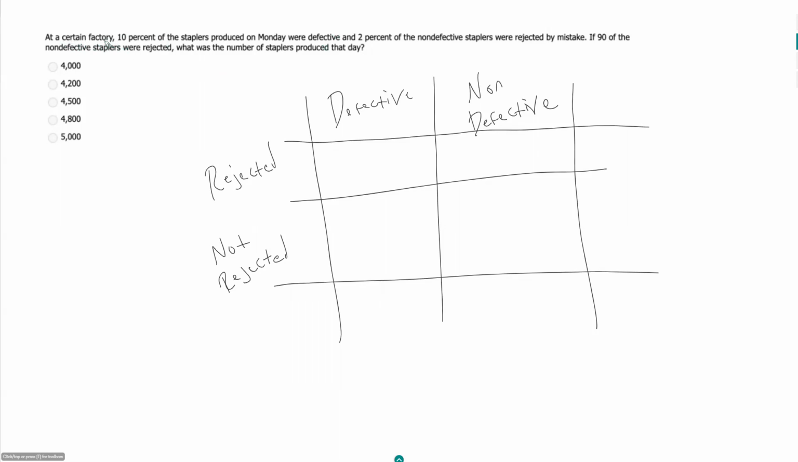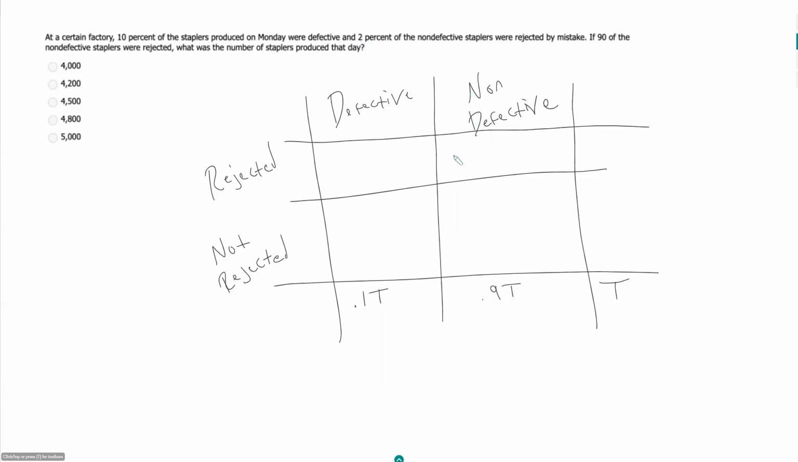So at a certain factory, 10% of the staplers produced on Monday were defective. So that means we got some amount of staplers that were produced. I'll call that T. And then 10% or 0.1 T were defective. And so if 10% were defective, that means 90% or 0.9 T were not defective. And 2% of the non-defective staplers, so 2% of 0.9 T were rejected by mistake.